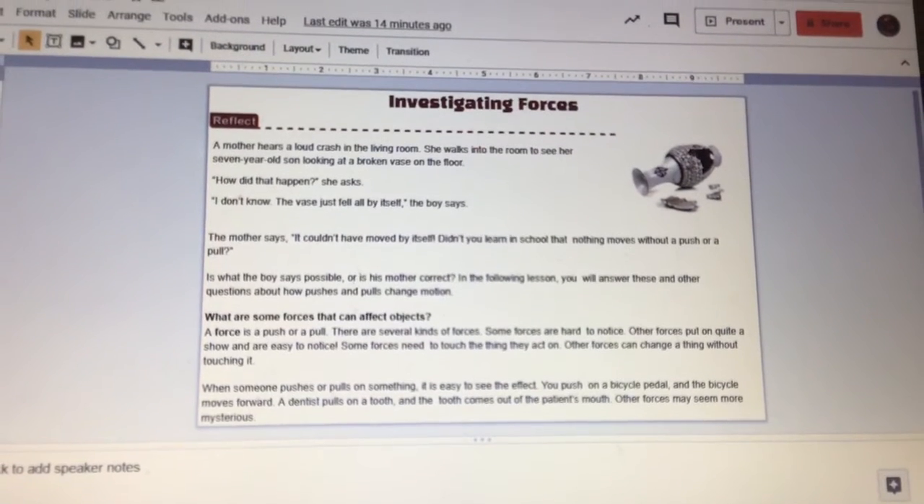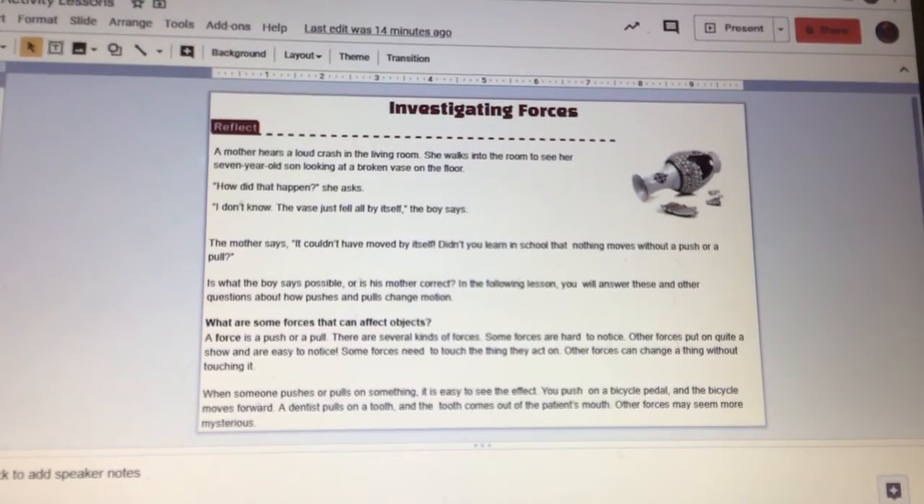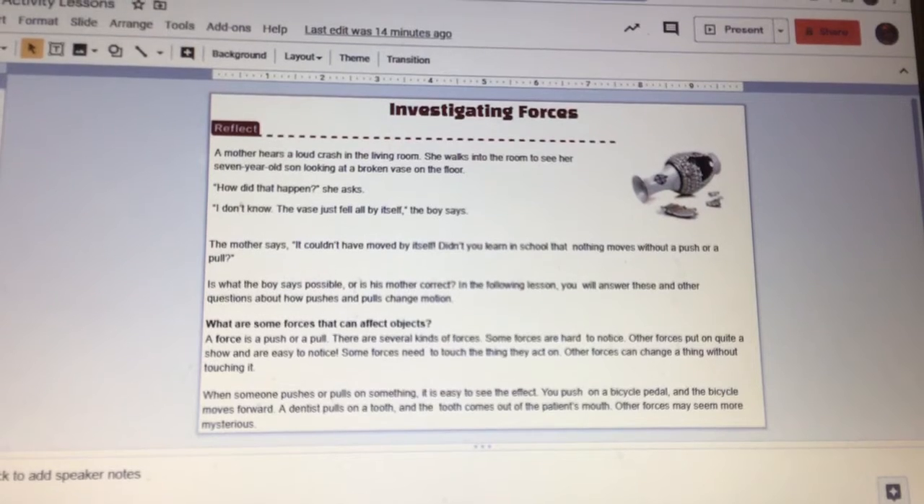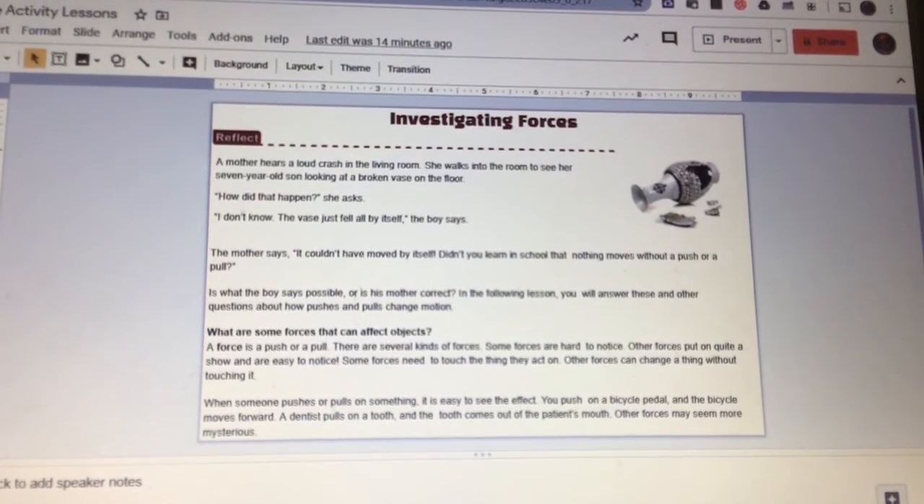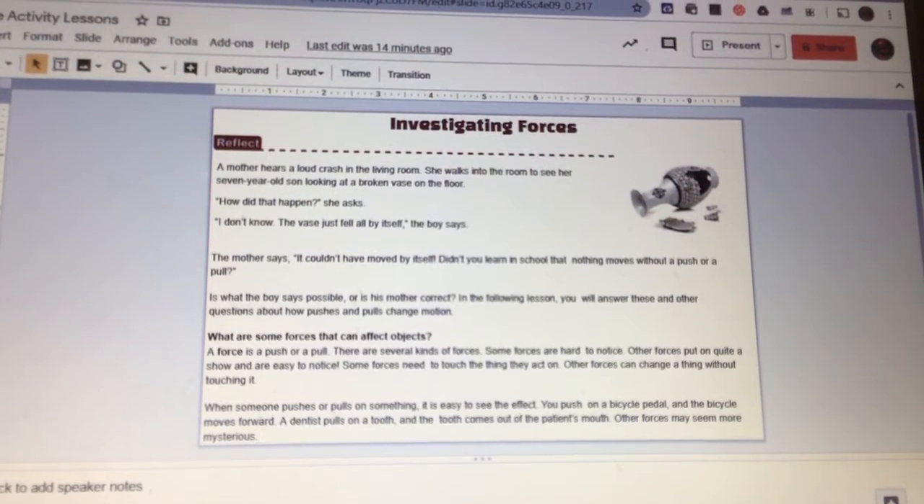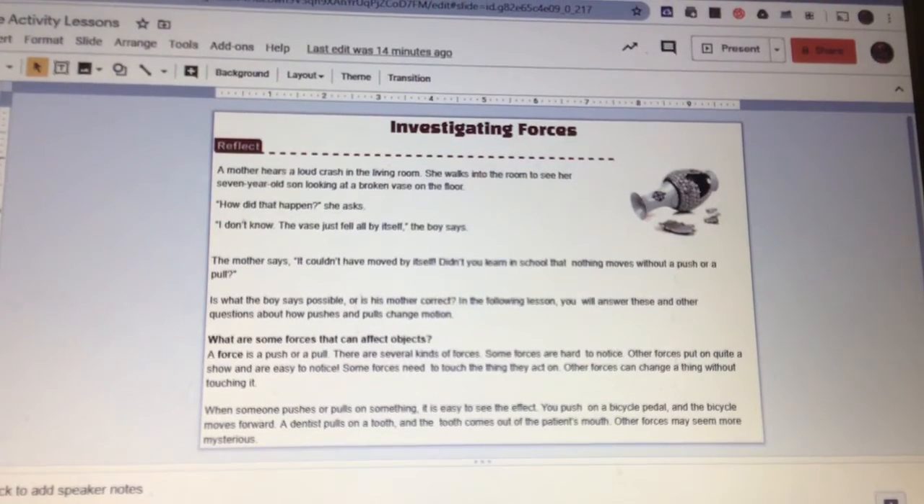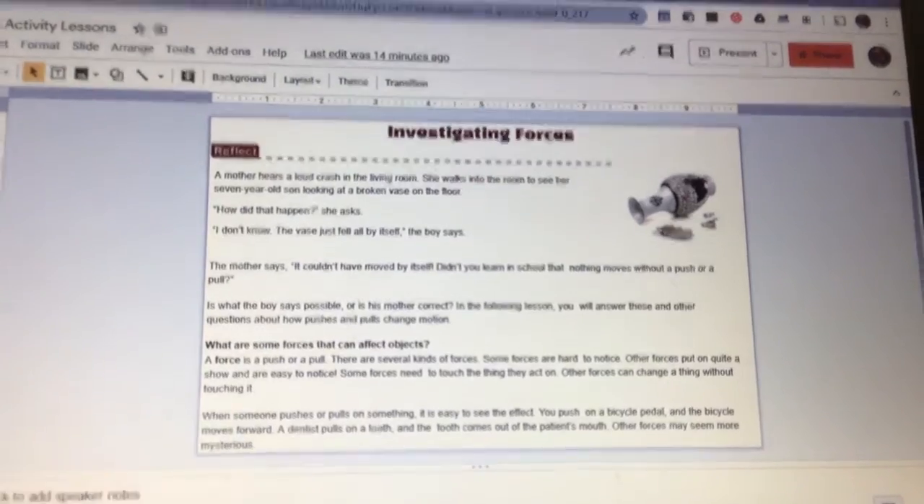When someone pushes or pulls on something, it is easy to see the effect. You push on a bicycle pedal and the bicycle moves forward. The dentist pulls on a tooth, ouch, and the tooth comes out of the patient's mouth. Other forces may seem more mysterious.